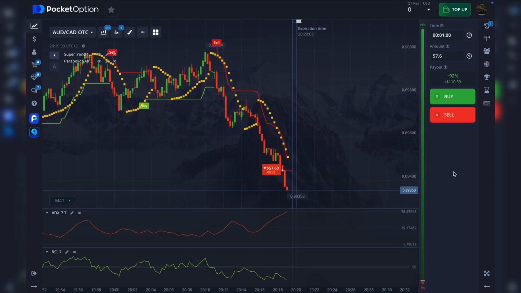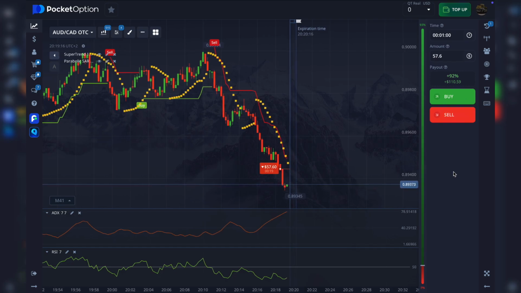Now looking at the current situation, nothing has really changed. The Supertrend and SAR indicators are still showing a strong downtrend. The ADX indicator also shows a very strong movement. It's getting close to 70 level, which means the trend is pretty powerful. RSI is also still below the 50 level, so that confirms the downtrend as well. That's why I've opened another down trade here.